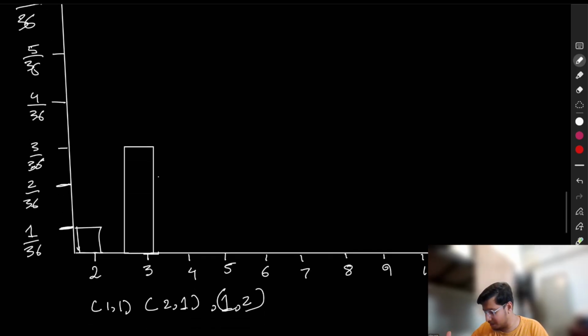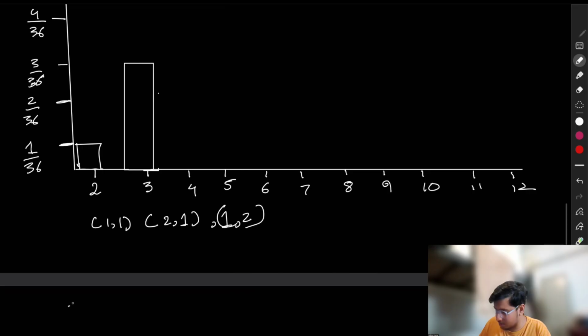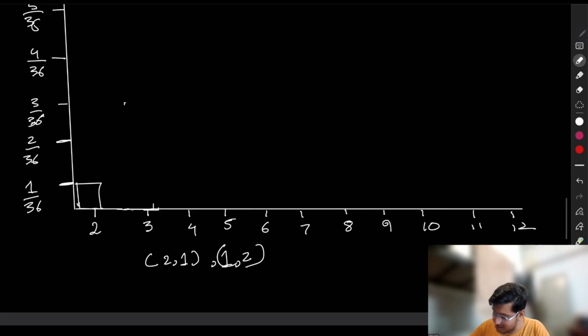What is the probability that we roll two dice and the sum is equal to 4? Let's write these events also. No, I have made a mistake here. 1 comma 1 is not an outcome for the sum of 3, right? It is 2 by 36 only. I just got confused for a little bit. 2 by 36, because 1 comma 2 and 2 comma 1, right?